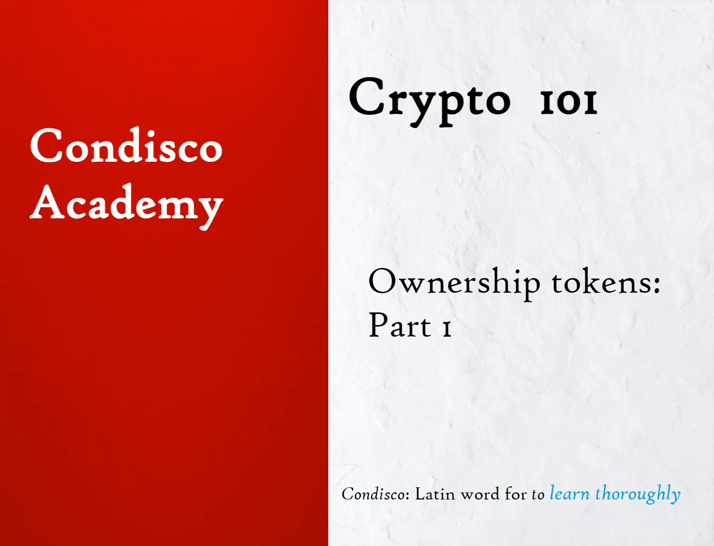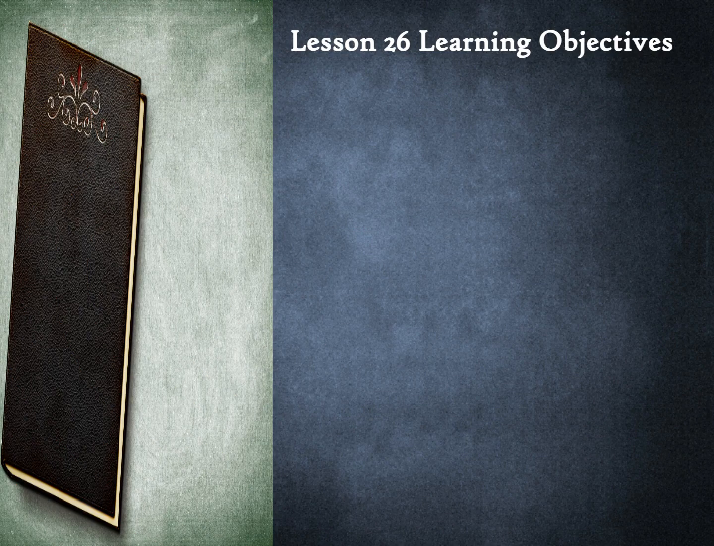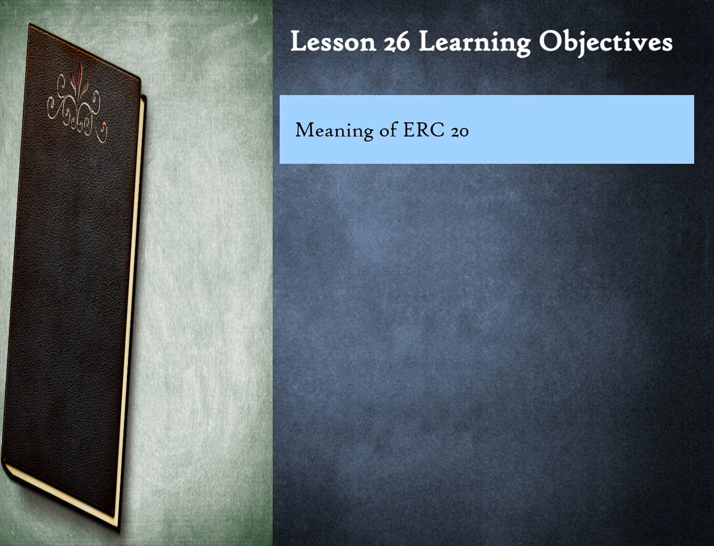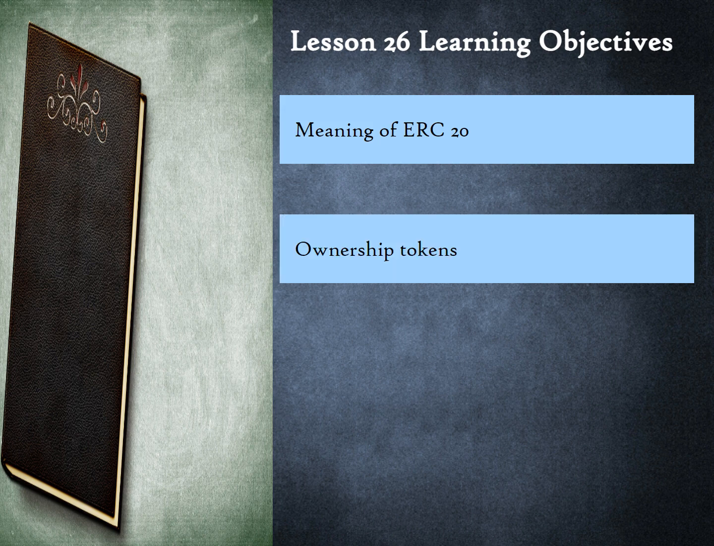Welcome to Crypto 101, a first principles jargon-free course on blockchain and its impact on financial services. In the previous lesson, we learned about the four categories of crypto tokens. In this lesson, we will take a brief detour from crypto tokens for an understanding of ERC-20 standards. We will then resume our discussion of crypto tokens with a discussion of ownership tokens.